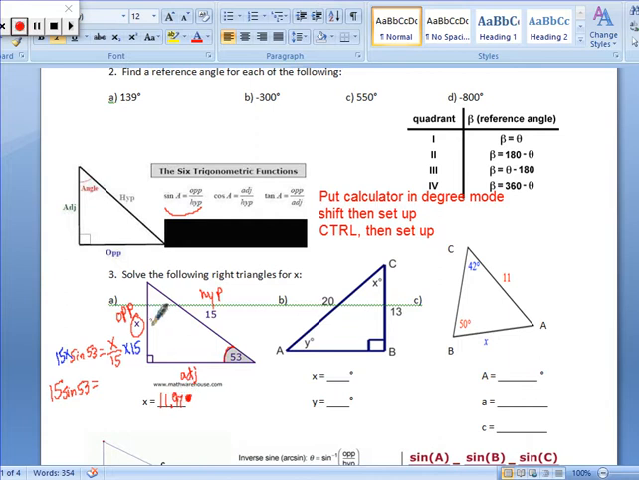Okay, so basically, does that make sense? The hypotenuse is 15. This is your longest side. So obviously, my x should be 12. So this side right here should be 12.